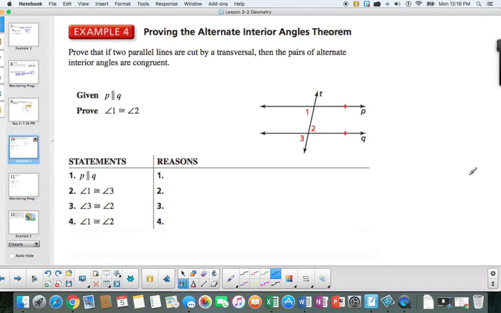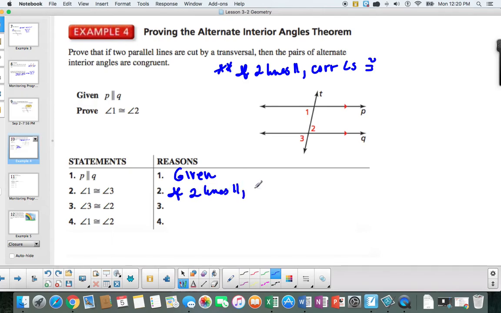Let's actually prove this one, and the only theorem that we know is true at this point is if two lines are parallel, we know corresponding angles are congruent. And we're going to use this theorem to help us prove the others. So we have a pair of parallel lines, and that's the given, so we're going to write given. And then we're going to say angle 1 and angle 3 are congruent. Notice that 1 and 3 are corresponding angles. So I'm going to use the reason if two lines are parallel, corresponding angles are congruent.